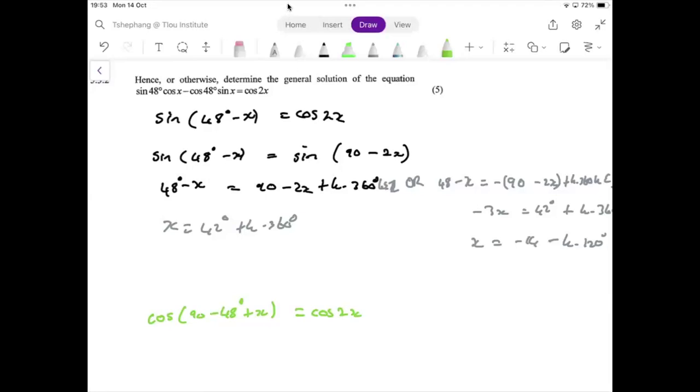Okay, let me see if there are questions. Yes, we include the negative sign because of the quadrant. You are absolutely correct. The CAST diagram is very, very important.